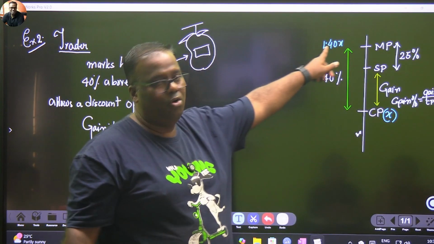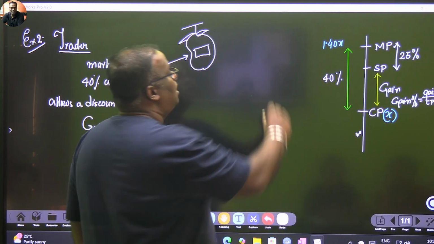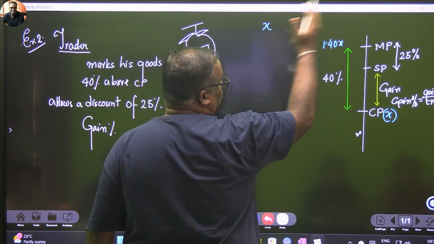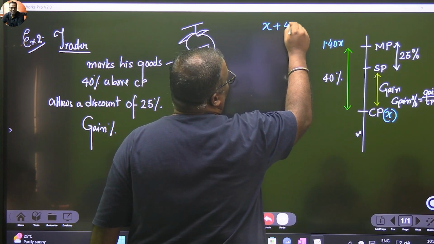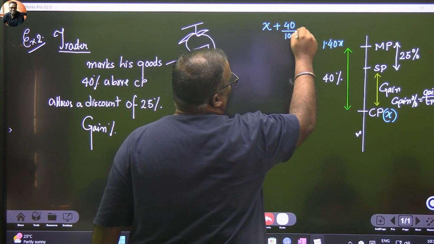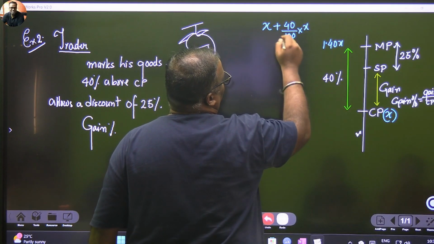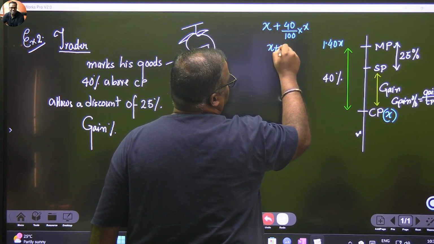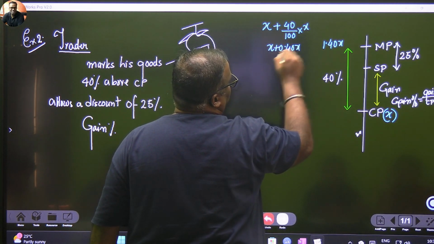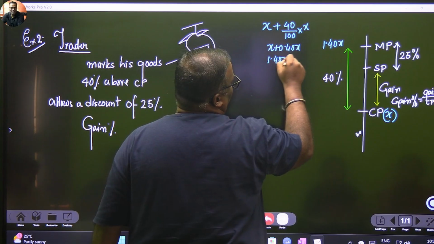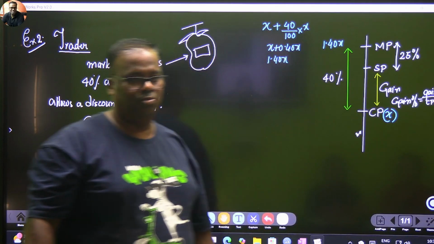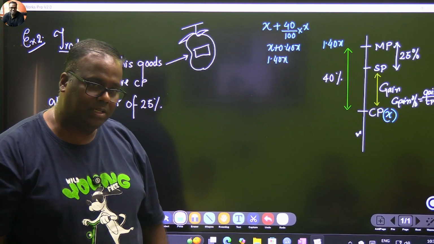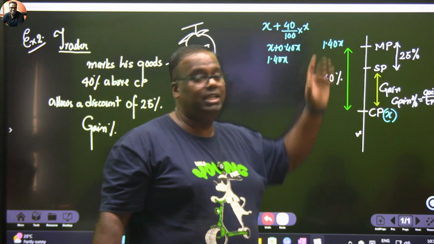Did you understand how 1.40X came? It will be X, which I will recover for sure, plus 40% of X. So this becomes X plus 0.40X, which can be written as 1.40X. This calculation you need not do. You can straight away say 1.40X. Right?